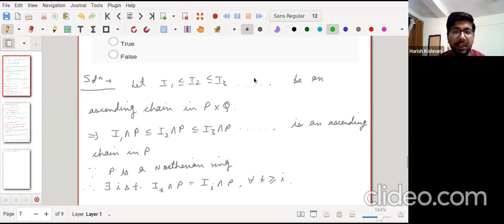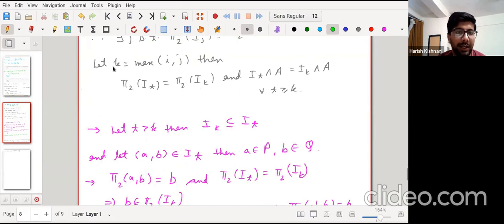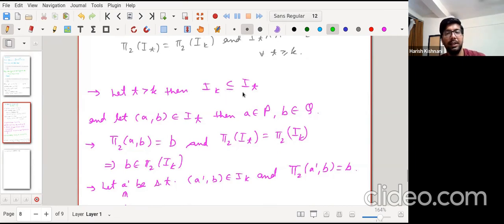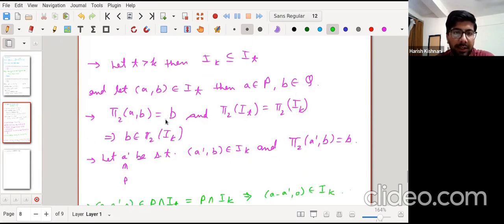Now we claim that for this k, the initial chain of ideals I1, I2, I3 should stabilize after this k. So we take t greater than k, then definitely due to the ascending chain condition, we have Ik inside your It, and we pick an element (a, b) inside It such that a is inside P and b is inside Q. So due to projection, projection of (a, b) is b, and projection of It is same as projection of Ik due to the stabilization of our projection chain. So we have b is inside pi 2 of Ik. Since b is inside the projection of Ik, there exists some element (a dash, b) inside Ik such that pi 2 of (a dash, b) is b. And this a dash has to be inside the first Noetherian ring, that is P.